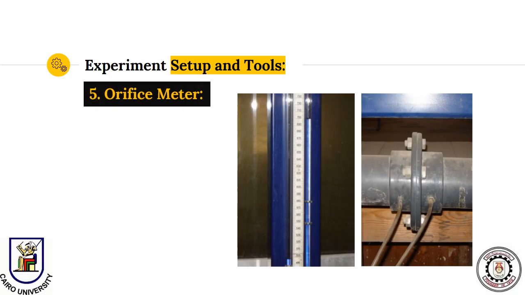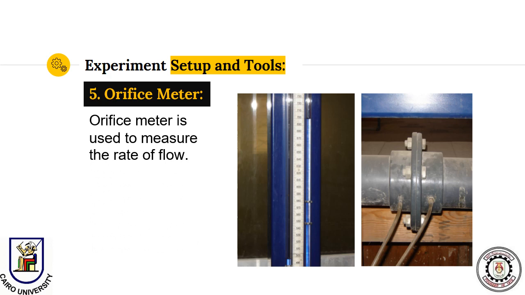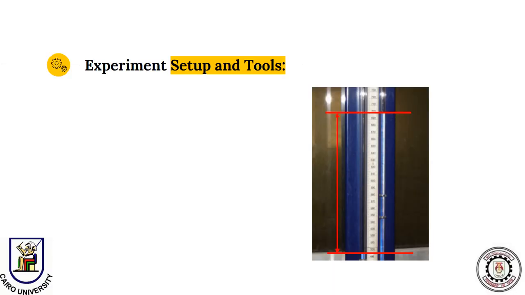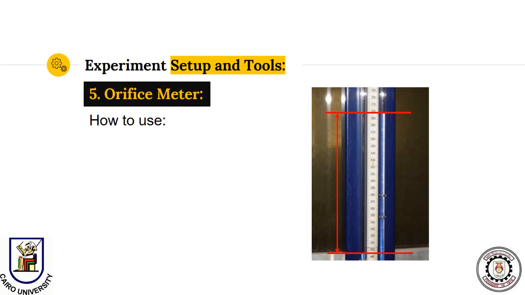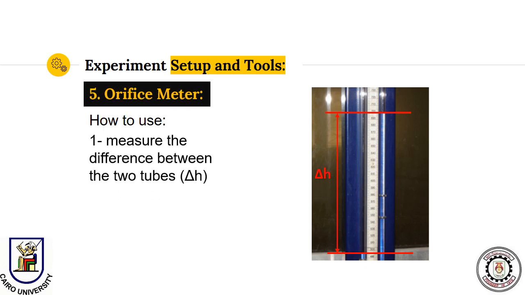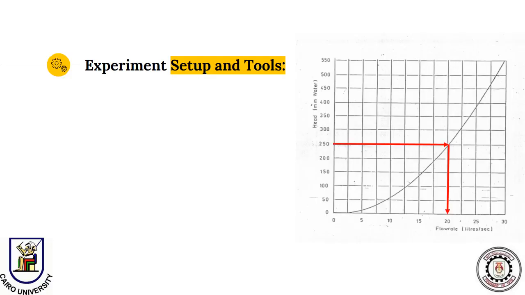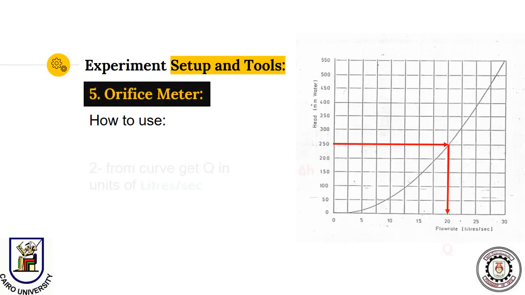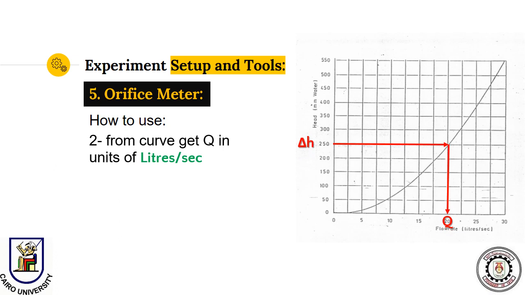5. Orifice meter. Orifice meter is used to measure the rate of flow. How to use. 1. Measure the difference between the two tubes, H. 2. From the curve, get Q in units of liters per second.